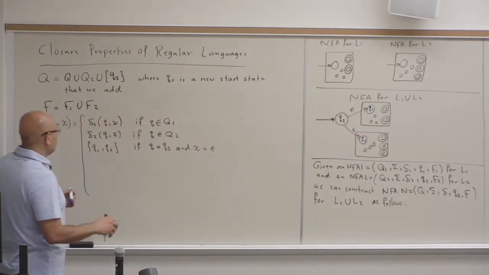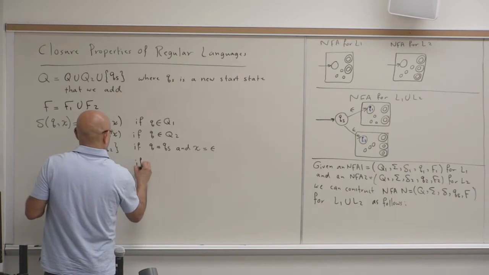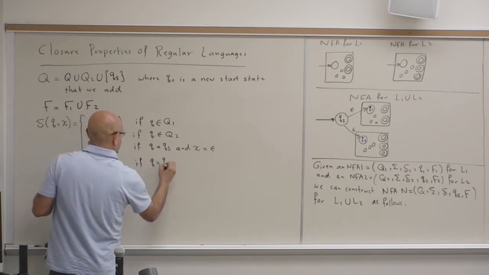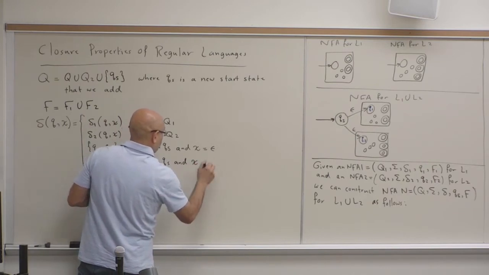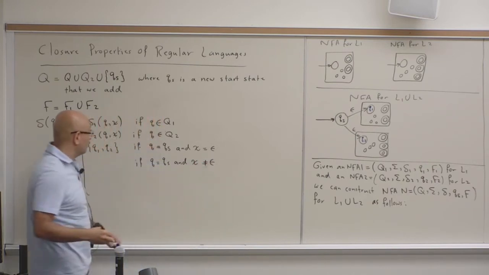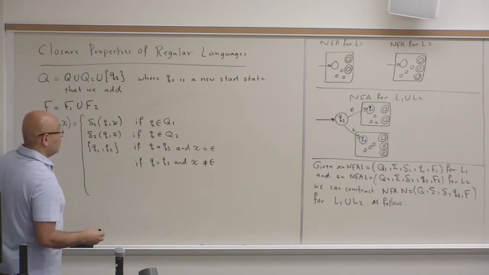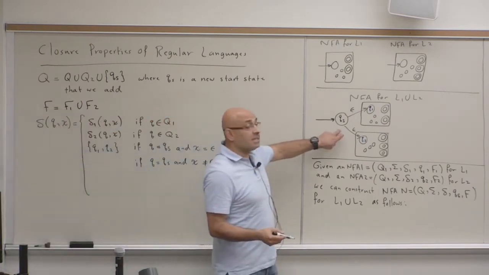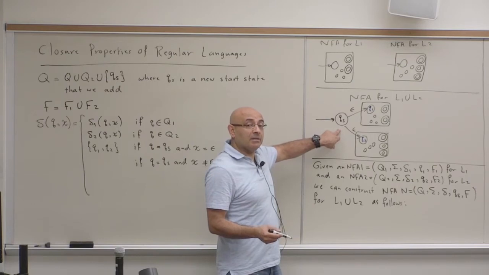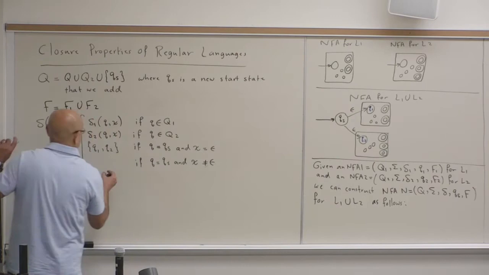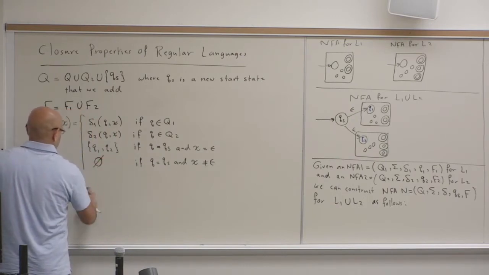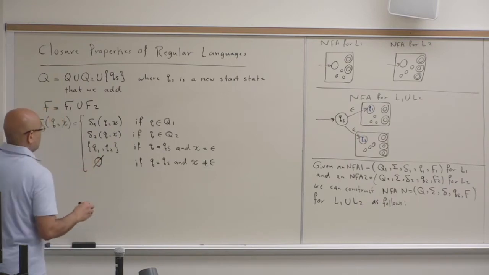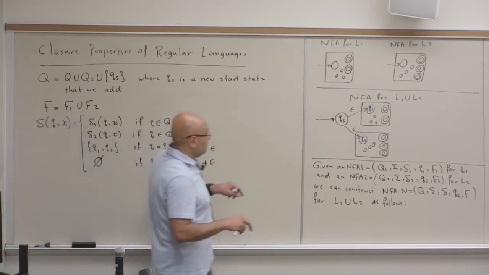Now what if it's not epsilon? What if Q equals QS and X is not equal to epsilon? Where do I go? There is no transition. What does that mean? Empty set. Yeah, you go to the empty set of states. This is an NFA, not a DFA. So the trap is implicit. You go to an empty set.